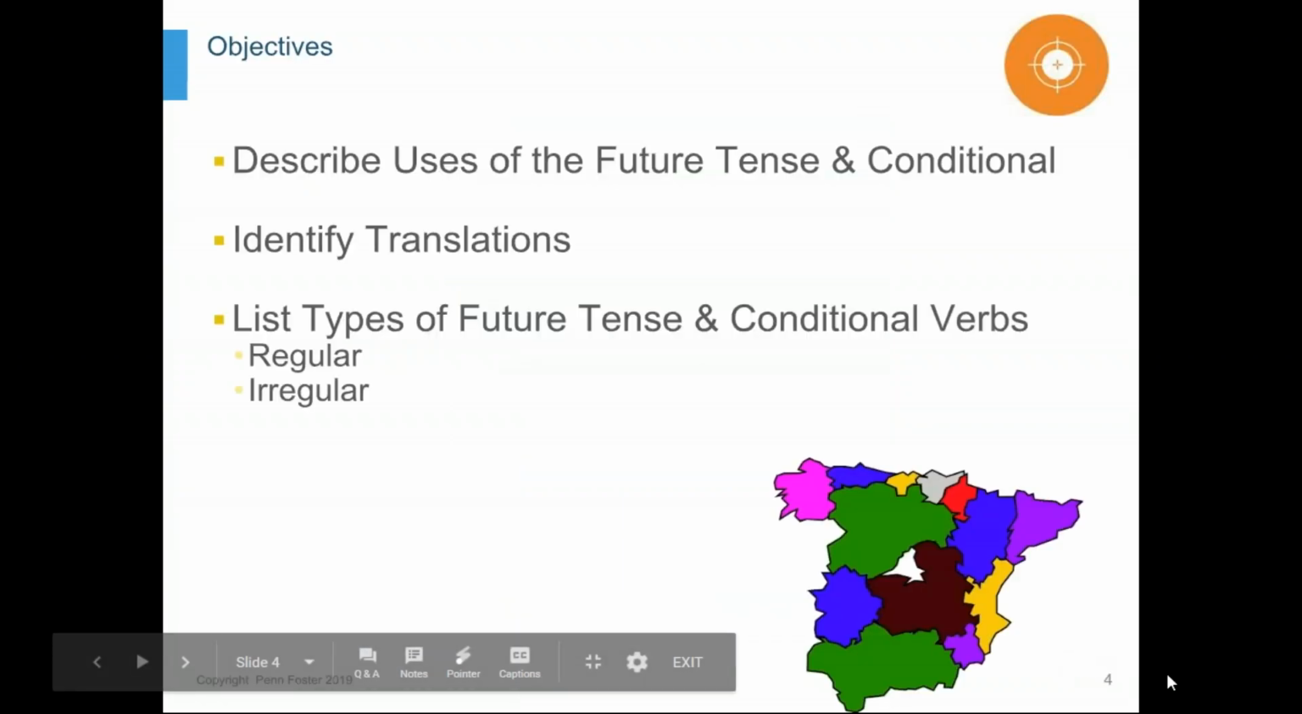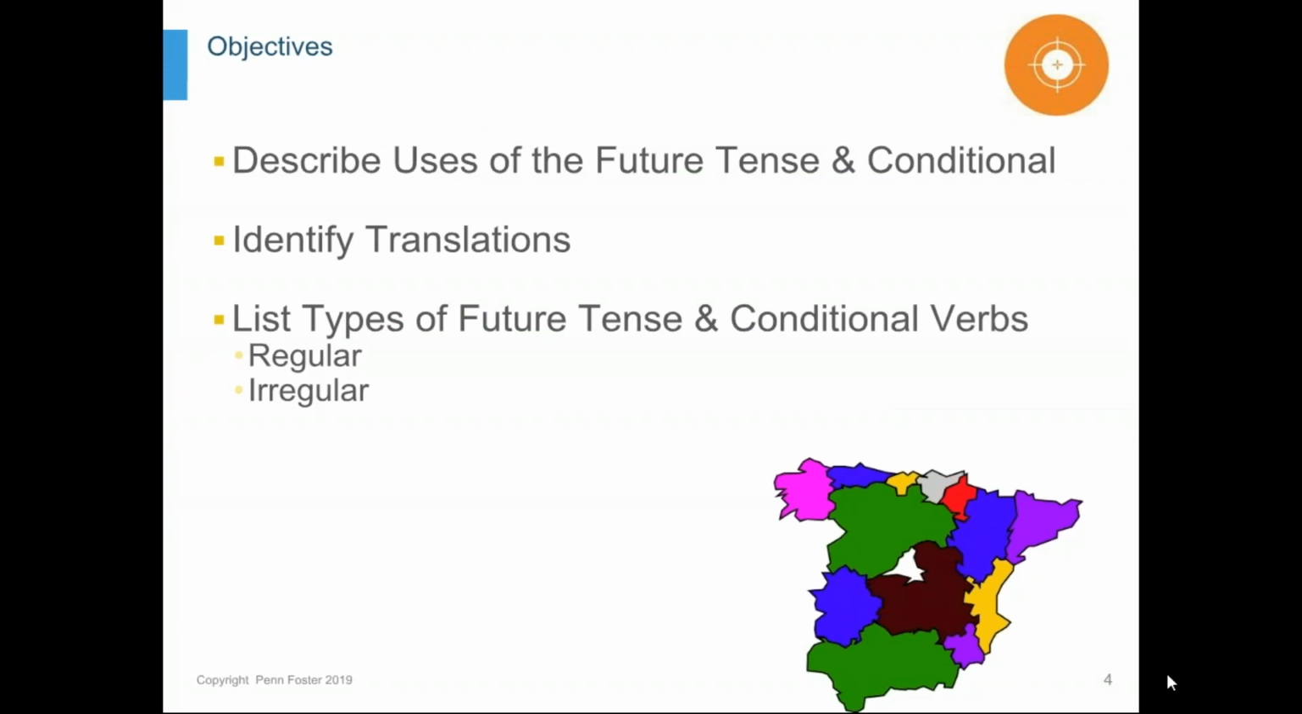In today's webinar, we will discuss the uses, the translations, and the types of verbs of both tenses, future and conditional.